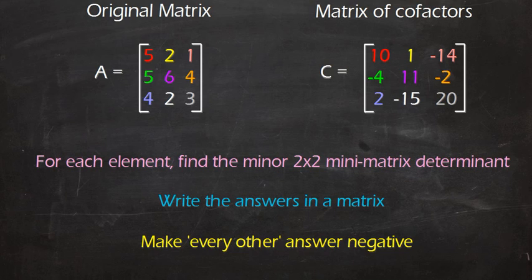So we took every element in turn, we found the little minor 2 by 2 determinant, wrote them in a matrix, and we changed the sign of every other one starting with the second. And that's how you do them. Pretty simple as long as you follow the rules.